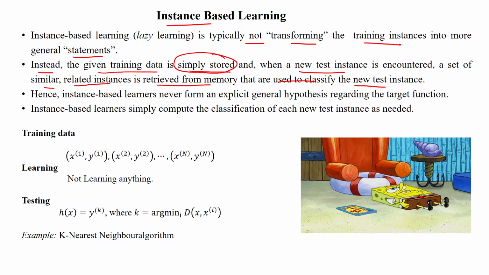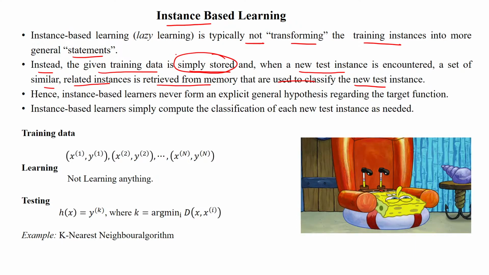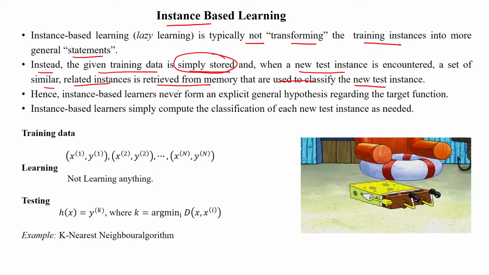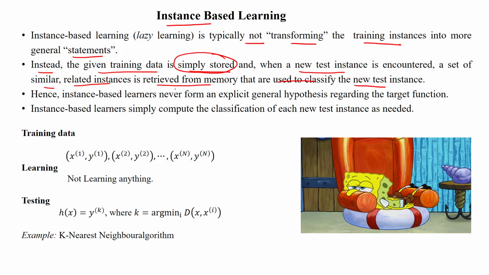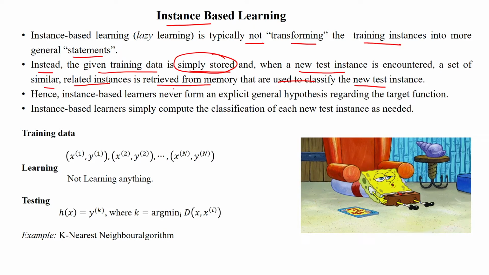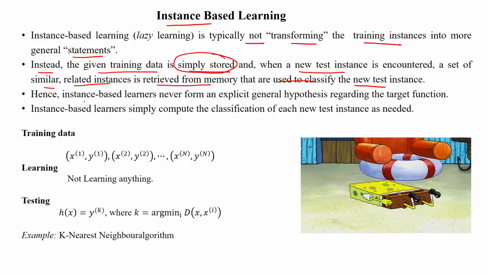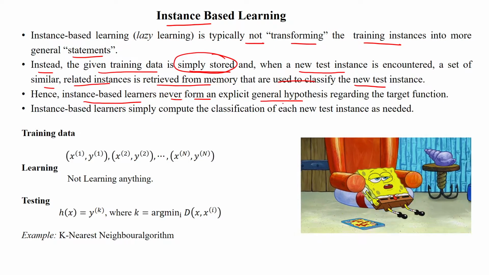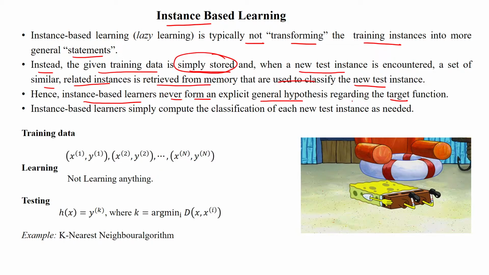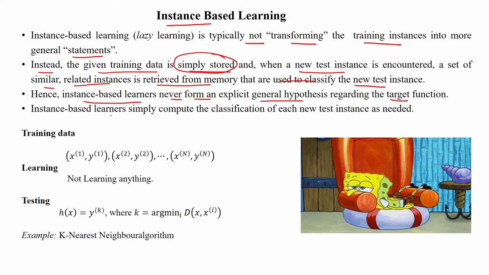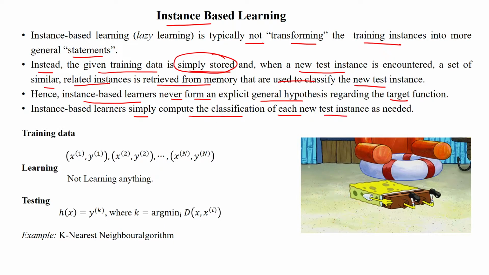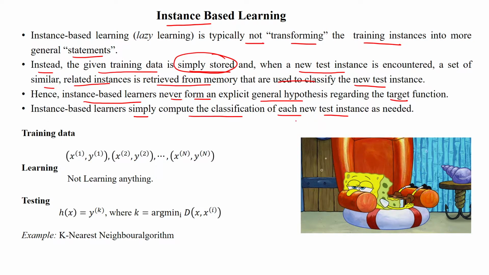That means here the training data samples are stored in memory without learning. Whenever a new data sample comes into the model, at that time it will use similarity measures from the stored data samples. Hence instance based learners never form an explicit general hypothesis regarding the target function y. They simply compute the classification of each new test instance whenever it is needed.